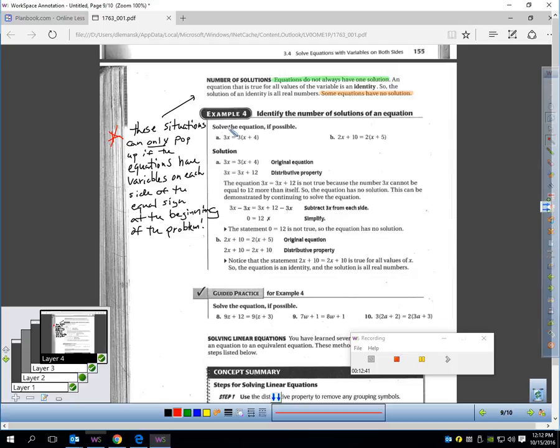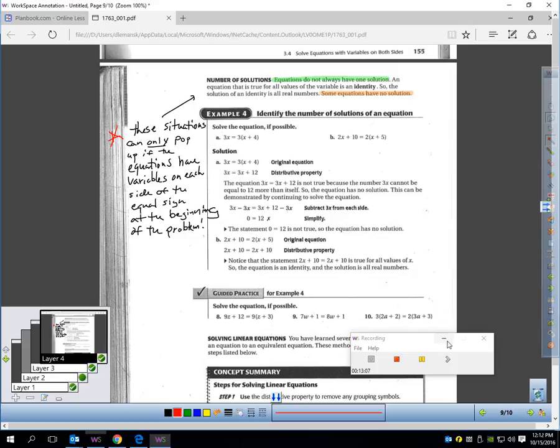So those 4 problems we just did on the previous slide, those problems all could have potentially worked out to no solution or identity. They did all work out to one solution, but they could have worked out to no solution or identity because the problem started off with variables on each side. Okay?